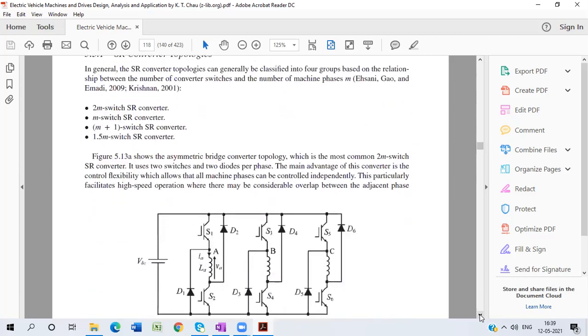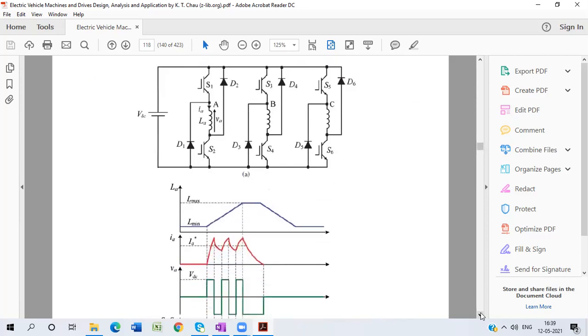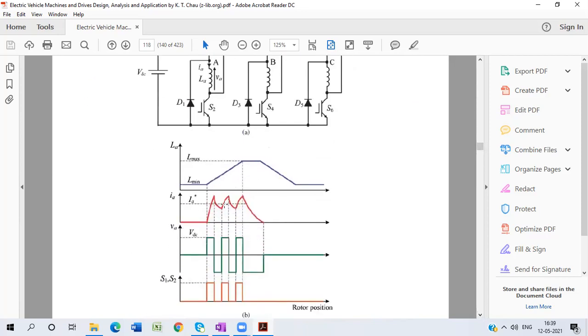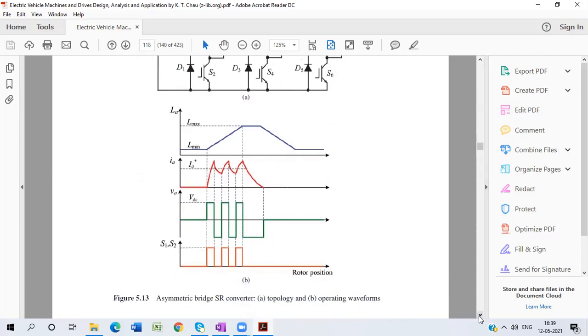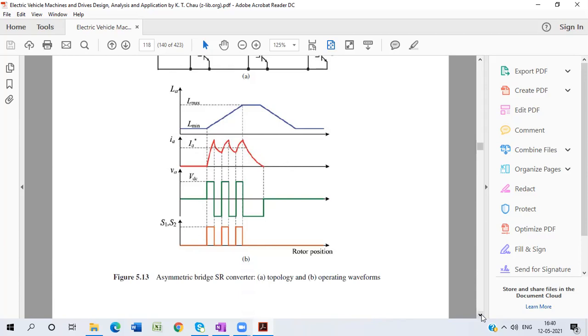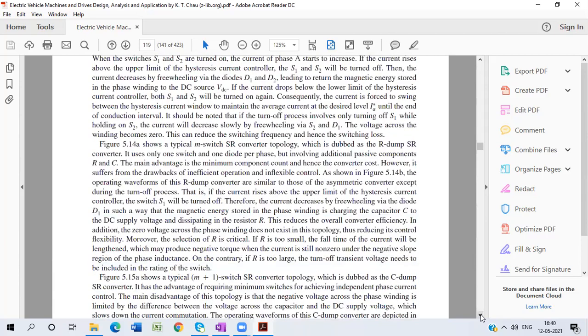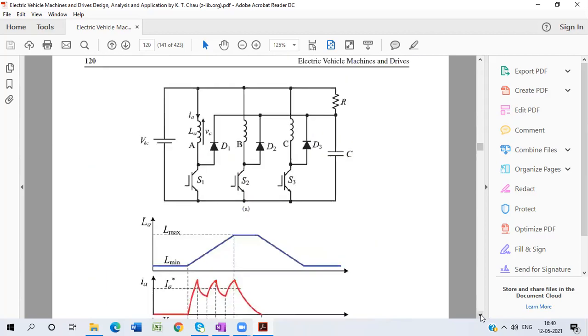Then, as I told you, this SR converter topology which you are able to see, I have discussed. These waveforms also we have discussed, why the current is in chopping mode. Here we are giving plus VDC and minus VDC, and how we are switching S1 and S2. These waveforms are related to A phase. The same waveform you can go for B phase and C phase. This is the explanation, nothing else.